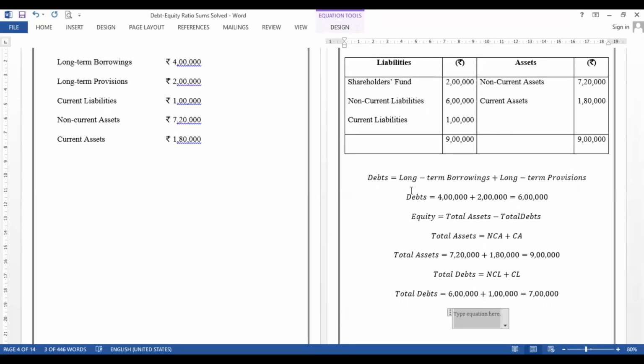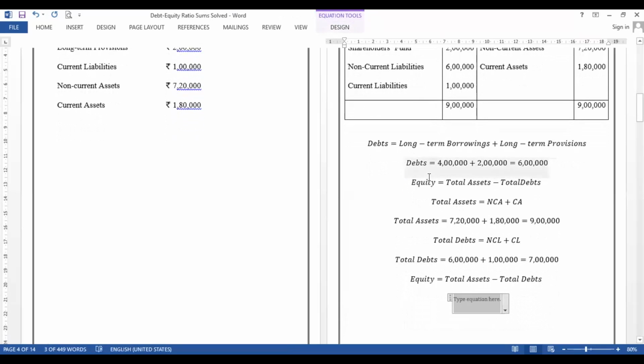Now we have total assets with us. We have total debts with us. So we can calculate shareholders funds, that is equity. So let me write, equity will be equal to total assets minus total debts. Okay, so let us place the values over here. Total assets was 9 lakh. Equity will be equal to 9 lakh minus total debts, which can be seen as rupees 7 lakh. So the difference is rupees 2 lakhs.